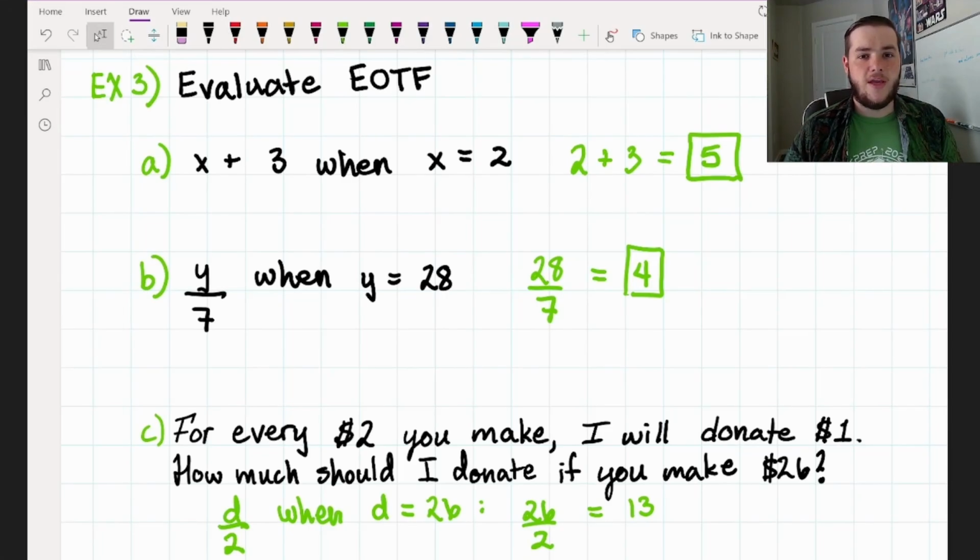Okay. The algebraic expression that models this exchange is d over 2, where d is the number of dollars that you make. You could have used any letter that you wanted to represent this variable, or you could have even drawn a pretty picture if you wanted. And I'm asking you to evaluate that algebraic expression when you make $26. So in other words, when D, as I've called it, is equal to 26. That said, we need to take 26 and divide it by 2 to get 13.